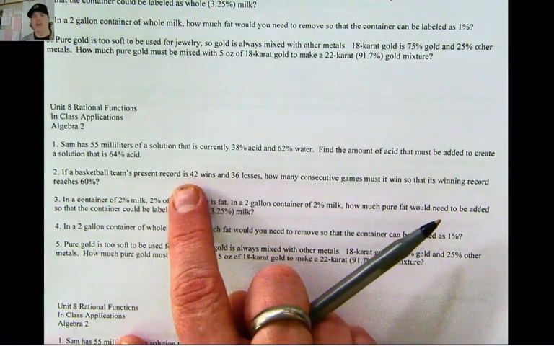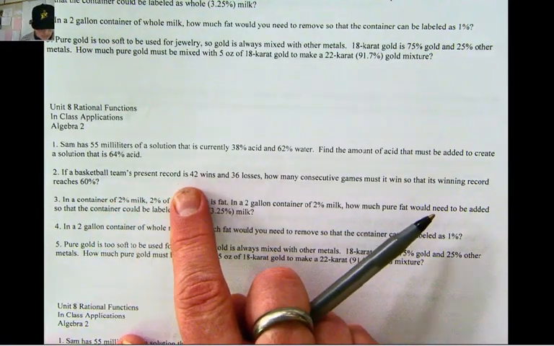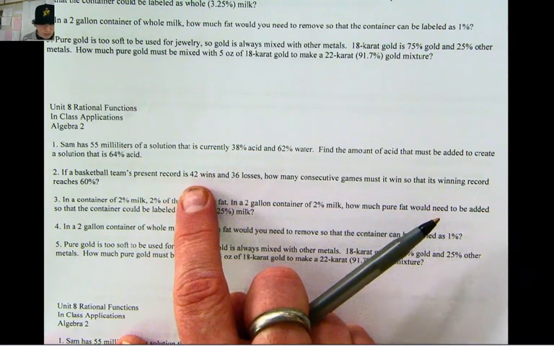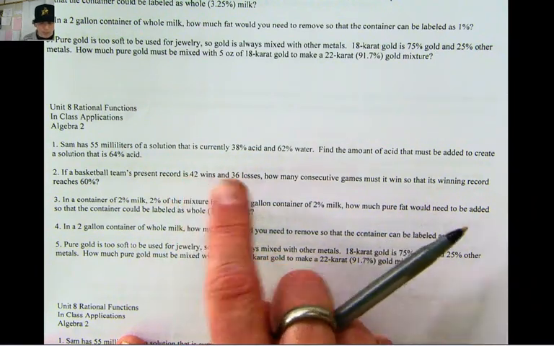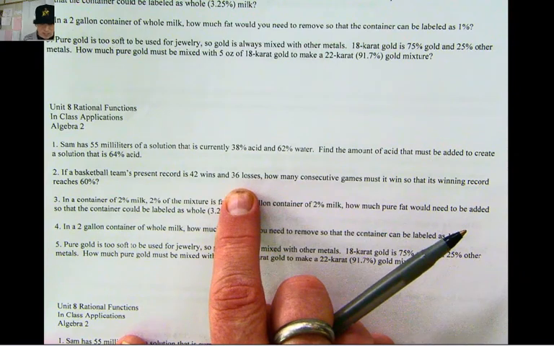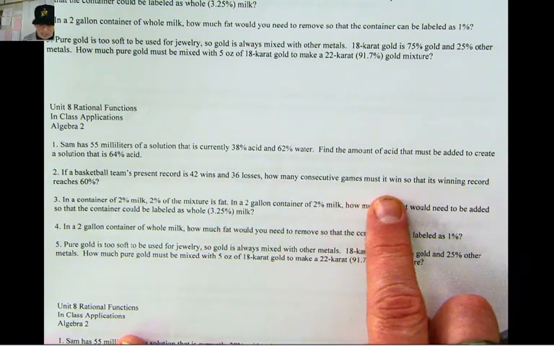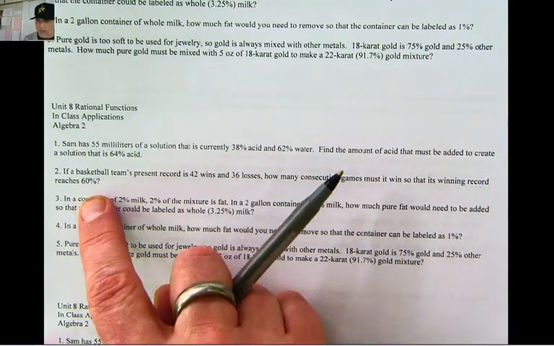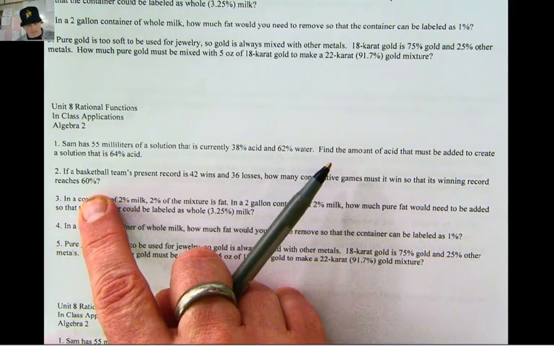Basketball team, how topical being March Madness. Their team record right now is 42 wins, 36 losses. How many consecutive games must it win so that its winning record reaches 60%?